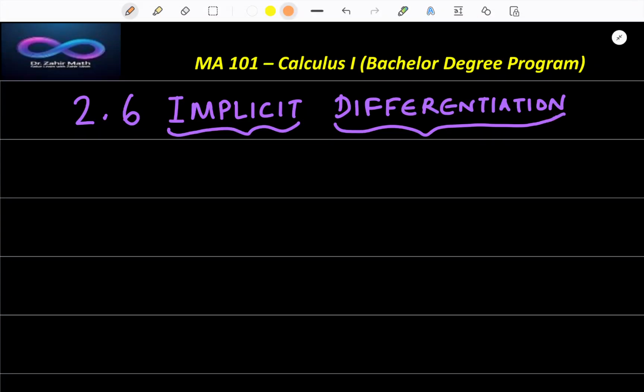In this video, we are going to do exercise 2.6, implicit differentiation, for the course MA101 Bachelor degree program, Calculus 1. And the topic is what? Implicit differentiation. Let me explain what is implicit differentiation. Sometimes x and y are not separated in an equation. They are mixed together. What is this, teacher? Mixed together. Let me give an example: x square plus y square is equal to 25. It is mixed together, x and y together.